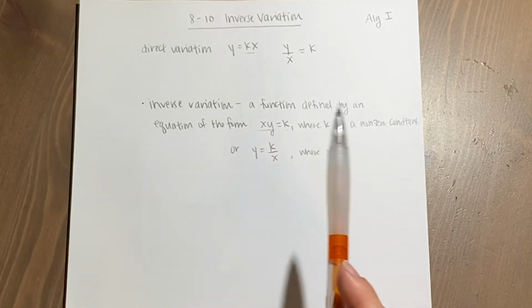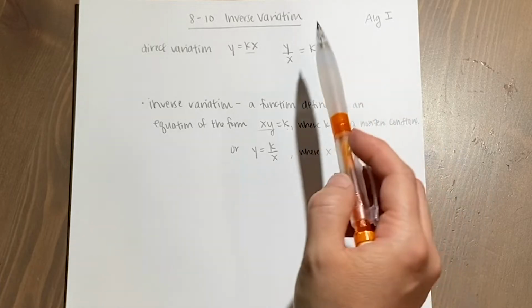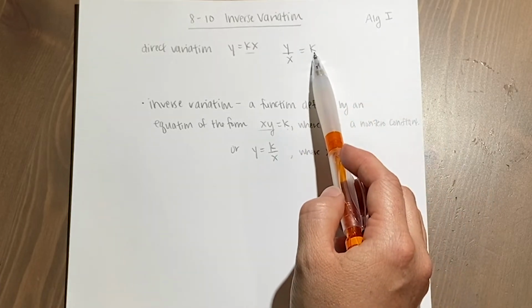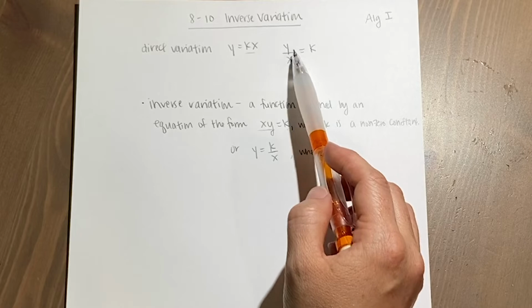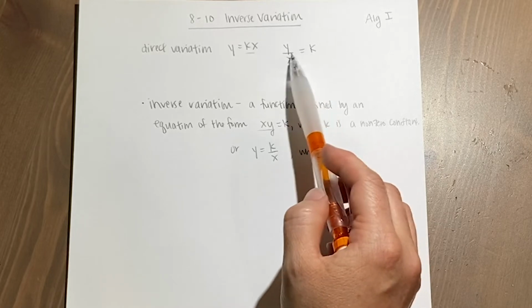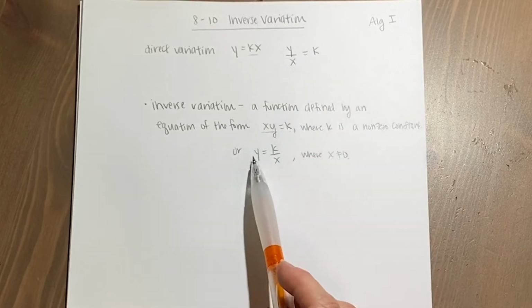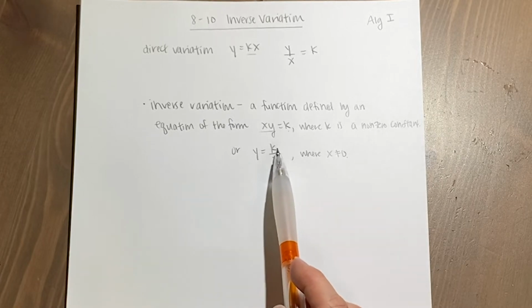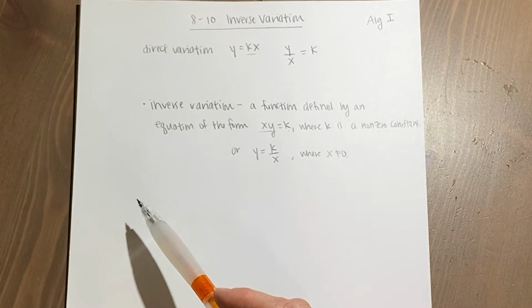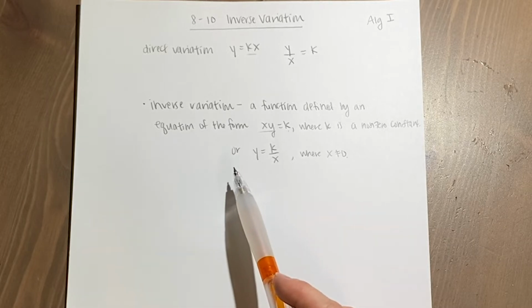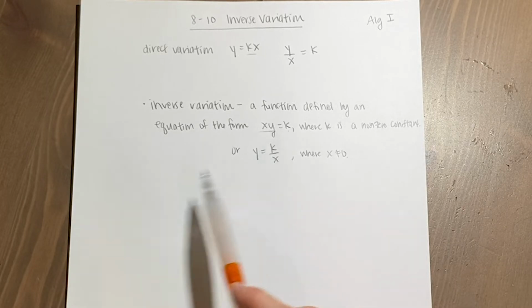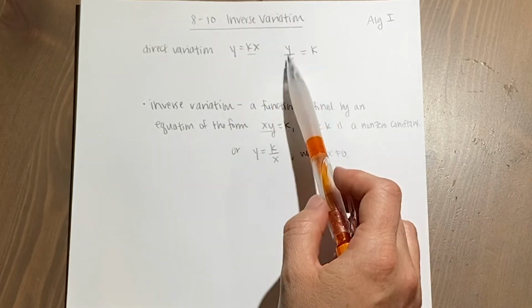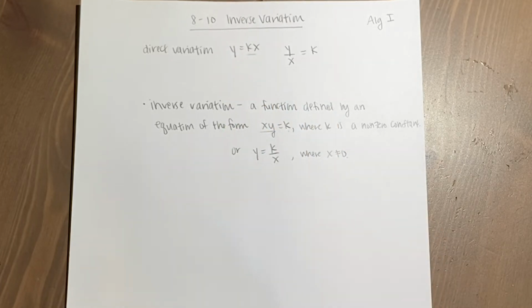The other one we need to look at is the fraction. Are we giving the value of k as y over x? That would be direct variation. Or are we giving the value of y as k over x? That would be inverse variation. So you need to look carefully at the values, what's being multiplied together or what's being divided, so you can decide which one is direct and which one is inverse.